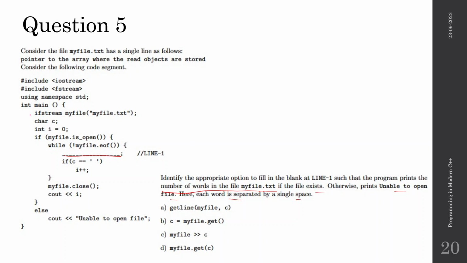So in this program, we are declaring an input stream with the argument as myfile.txt. So it opens the file. Then we have a character, and we are defining an integer. Then we are checking if the file is open or not. If the file exists, then the file will get open, right? But if the file does not exist, then it will not open. So if it doesn't open, then it will directly come here and print unable to open file, which satisfies this condition. But in case the file is open, now we are going to read the file.